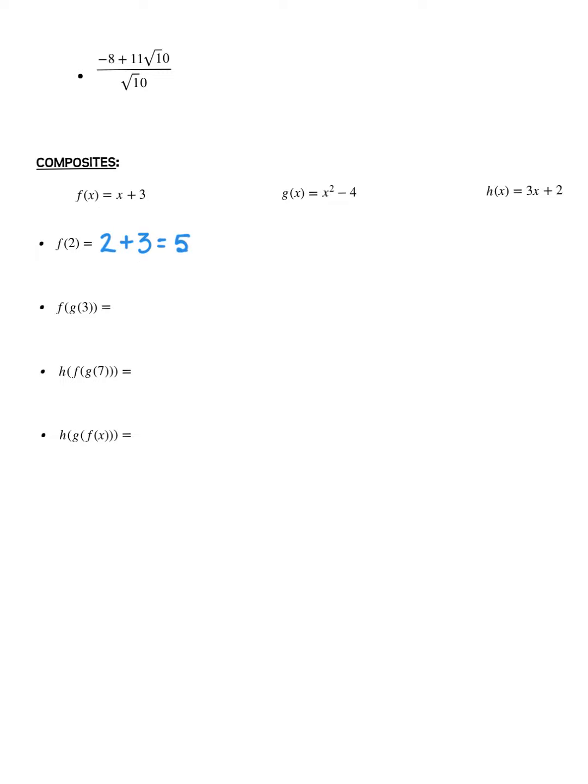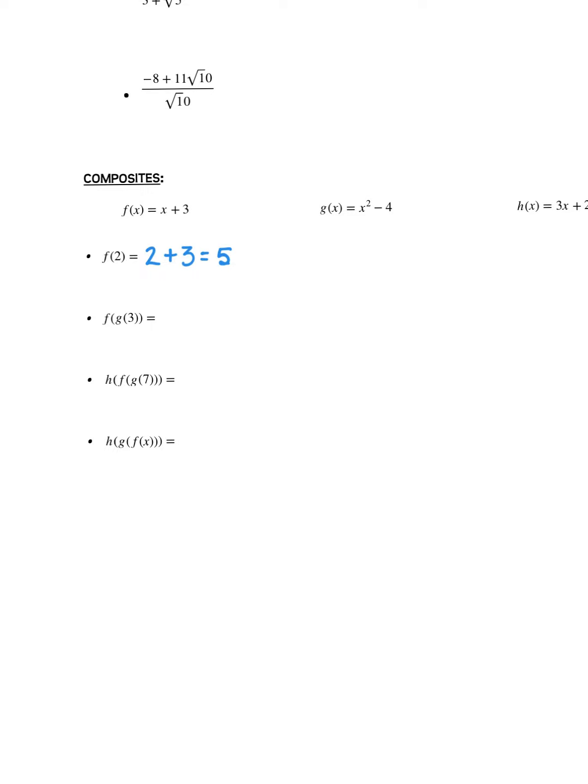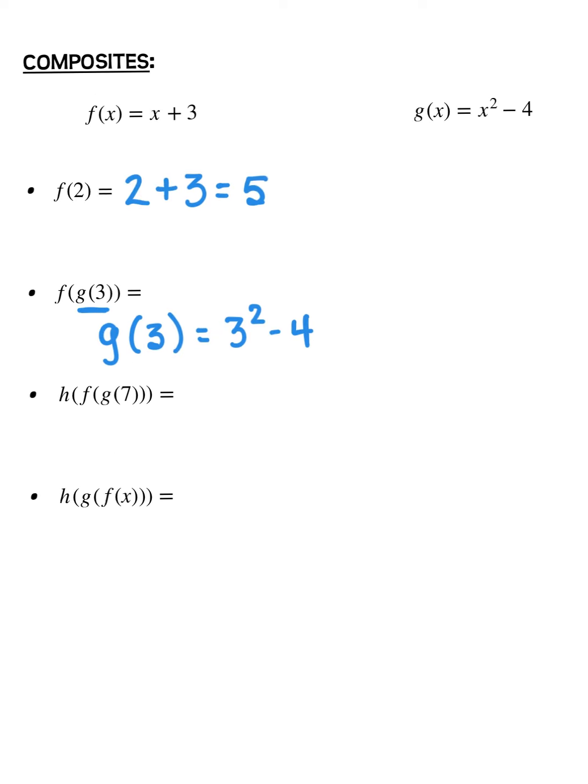Okay, so in this next one, I see f of g of 3, and we are always going to work these problems from the inside out. So I'm going to start with the g of 3, all right? So I'm going to say g of 3 equals, and then I'm going to plug 3 into the g function, so that's 3 squared minus 4, which is 9 minus 4, so that's also 5, okay?